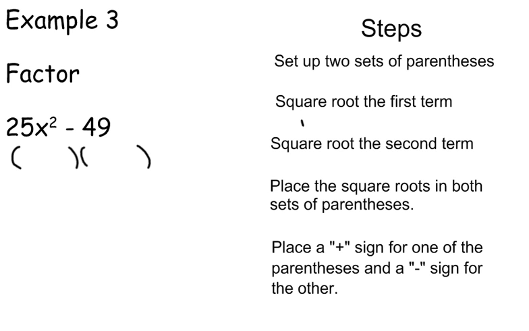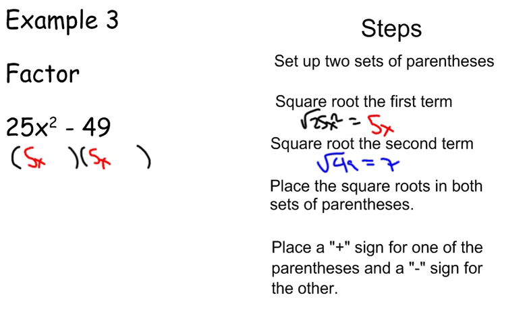Square root the first term. So the square root of 25x squared is equal to 5x. The square root of 25 is 5. The square root of x squared is x. The square root of the second term is 7. So now we place them inside the parentheses.